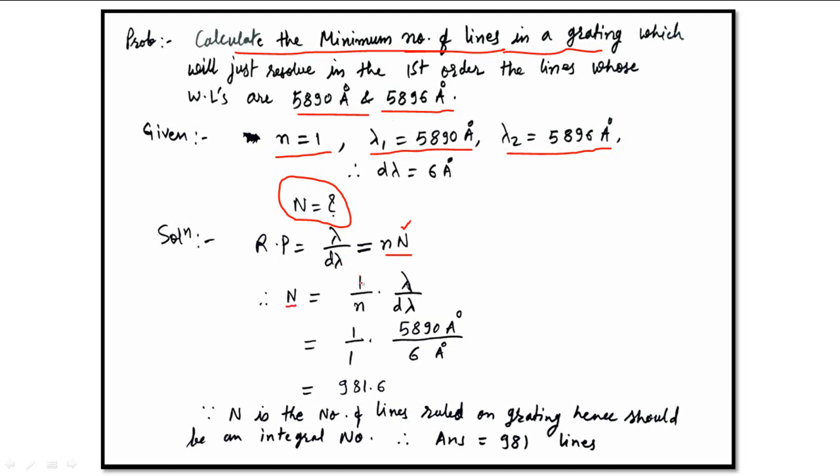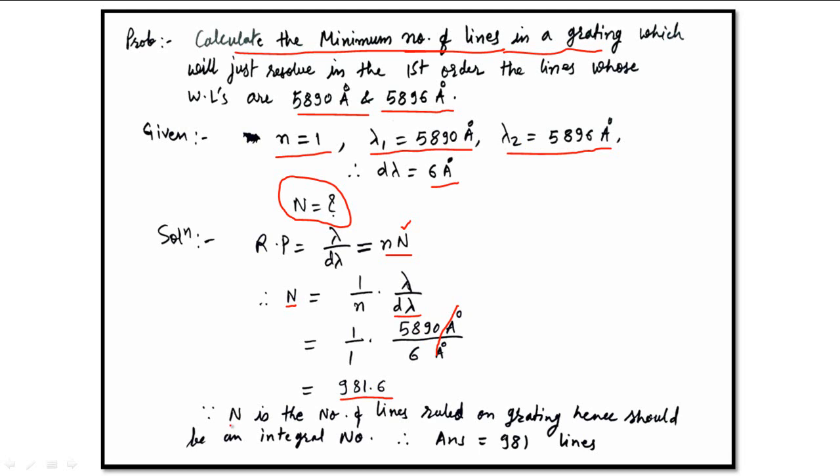So it will be 1 upon small n into lambda by d lambda. Since the order is 1, it will be 1 by 1 into lambda. Lambda is given, it is 5890 angstrom, and d lambda is also given, it is the difference between lambda 1 and lambda 2, which is 6 angstrom. So it is a very simple problem. This will be 5890 angstrom divided by 6 angstrom, so it will be equal to 981.6.